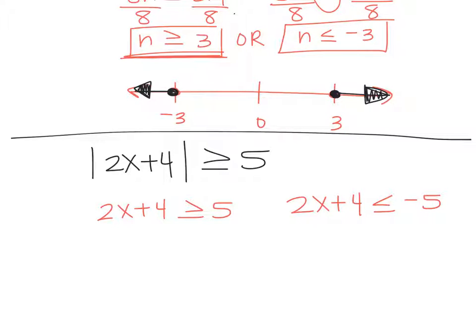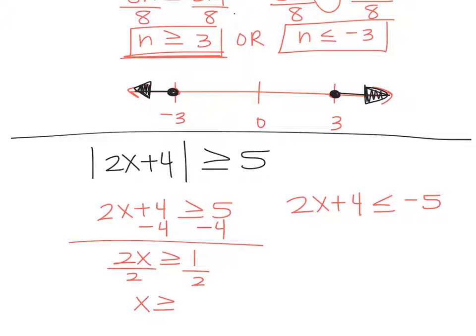So if I solve this one, we're going to take away 4. So I get 2x is greater than or equal to 1, and then I divide by 2. So x is greater than or equal to 1/2, or you could call it 0.5. Quick question. Is this an and or an or problem? Or. It's greater with our variable on the left, right? So this is an or problem.